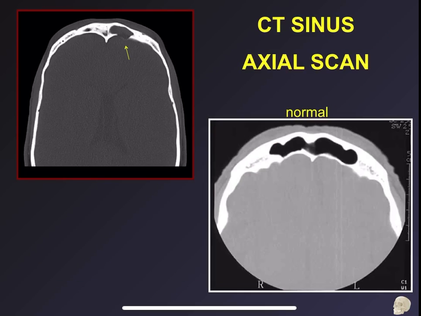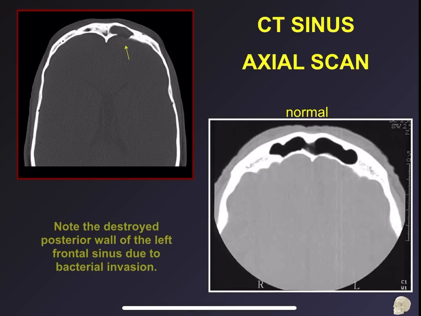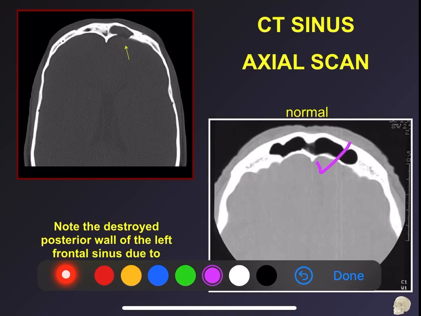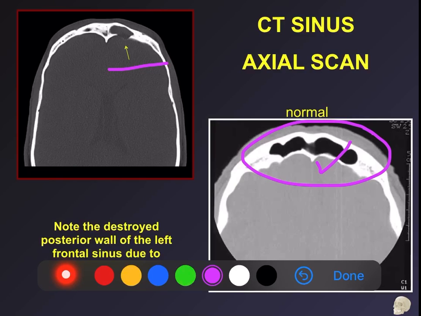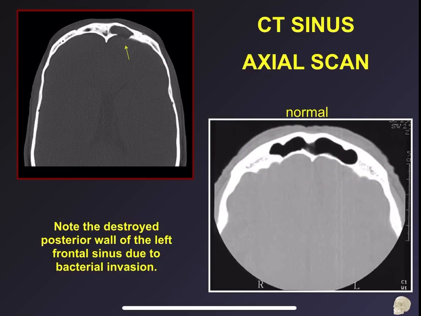Okay, so similarly here, this is a normal one, and here it is abnormal. This is a normal frontal sinus. Here you can see the posterior wall of the left frontal sinus has been destroyed, the reason could be something like bacterial invasion. So that you can observe in this axial section of the CT sinus.